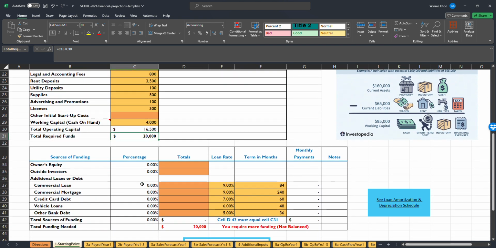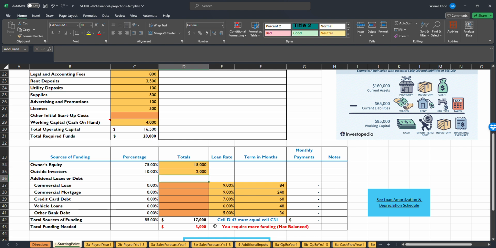If we move down to the next section, which is the sources of funding, where is that money coming from? Here, the total funding needed, I need $20,000. I have been saving up, so I am going to invest about, let's say, $15,000 into the business. That's owner's equity. Now, I'm still about 5,000 short. So let's say I've got my parents. I'm going to ask for like $2,000.